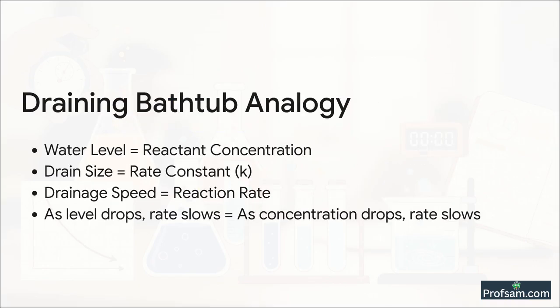So let's connect the parts of this analogy. The water level in the tub, that's like our reactant concentration. The size of the drain, that's our rate constant, k. But here is the most important part. Think about it. As the water level goes down, the pressure also goes down, right? So the water starts draining more and more slowly. This is exactly what happens in a chemical reaction. As the concentration of reactants drops, the reaction rate also slows down.